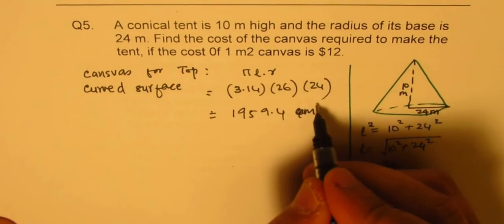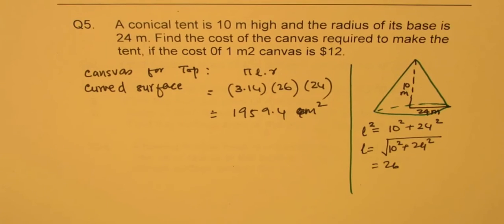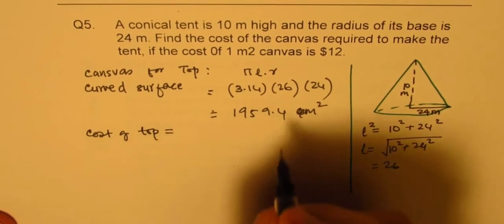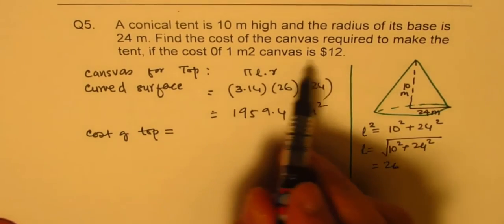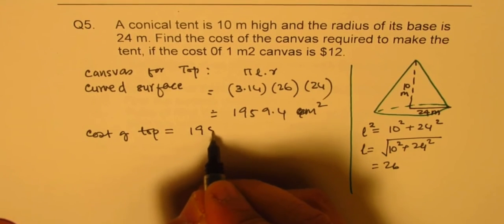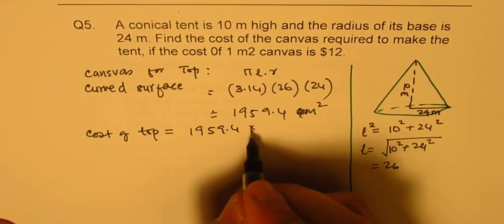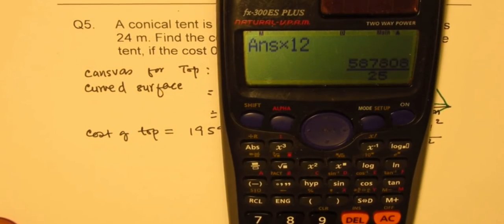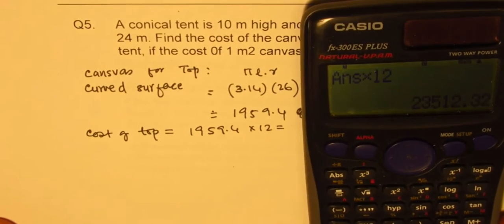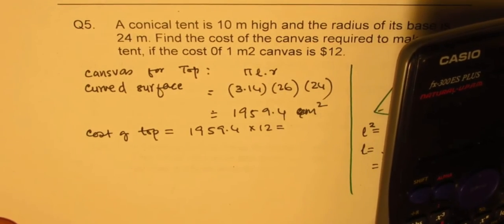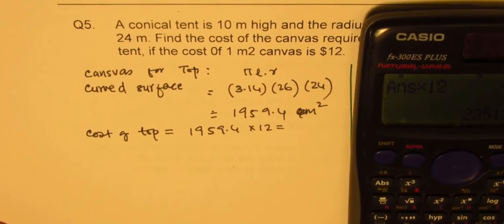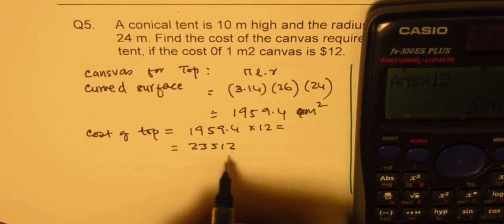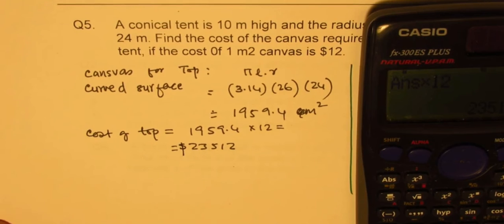Oh, sorry, this one is meters, so meter square, right? So the top will cost you how much? So the cost of the top will be, you have to multiply this by 1 meter square is $12, so by 12. So 1959.4 times 12 to give you the answer. So just multiply this by 12. So we get that as $23,512. Okay, so that's very expensive.